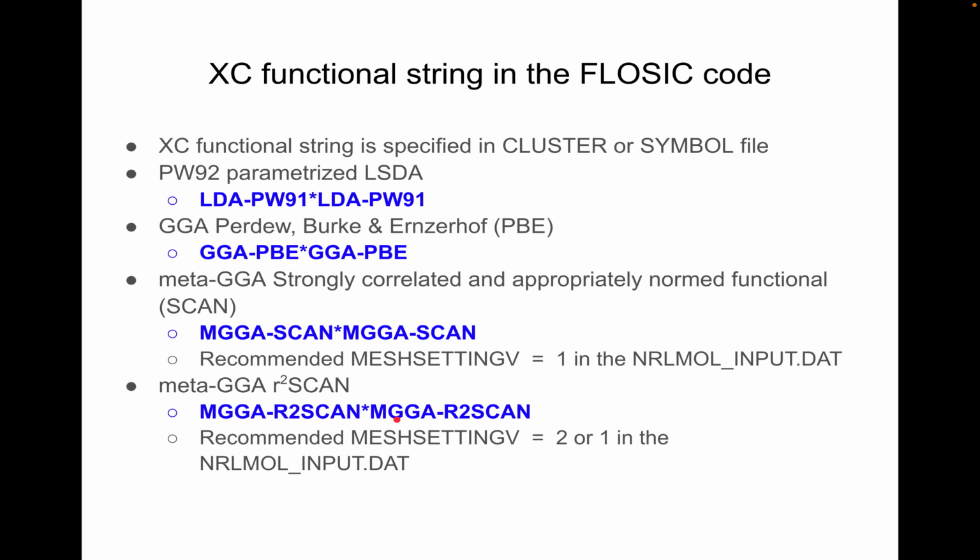The one thing to note for the SCAN family of functionals is that you can adjust the mesh setting inside of the NRLMOL_INPUT.DAT file, and it is highly recommended to use mesh setting 1 for SCAN and either setting 1 or setting 2 for r2SCAN, such that there are sufficient grid points for those two functionals to converge with respect to the variational mesh.